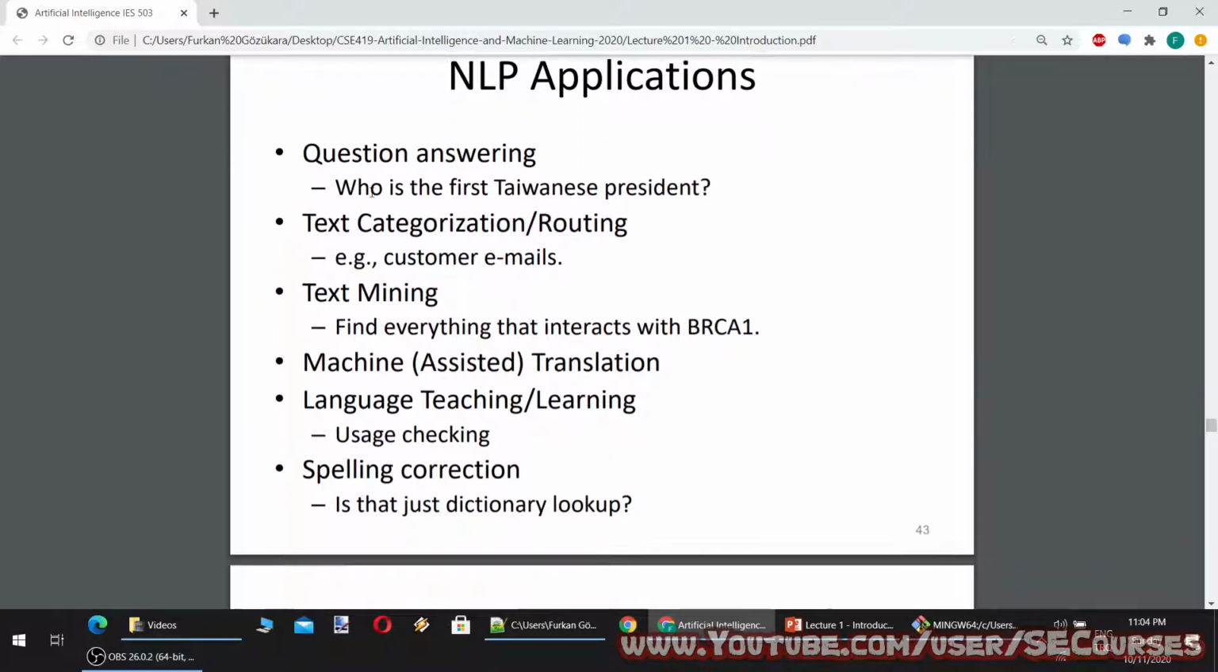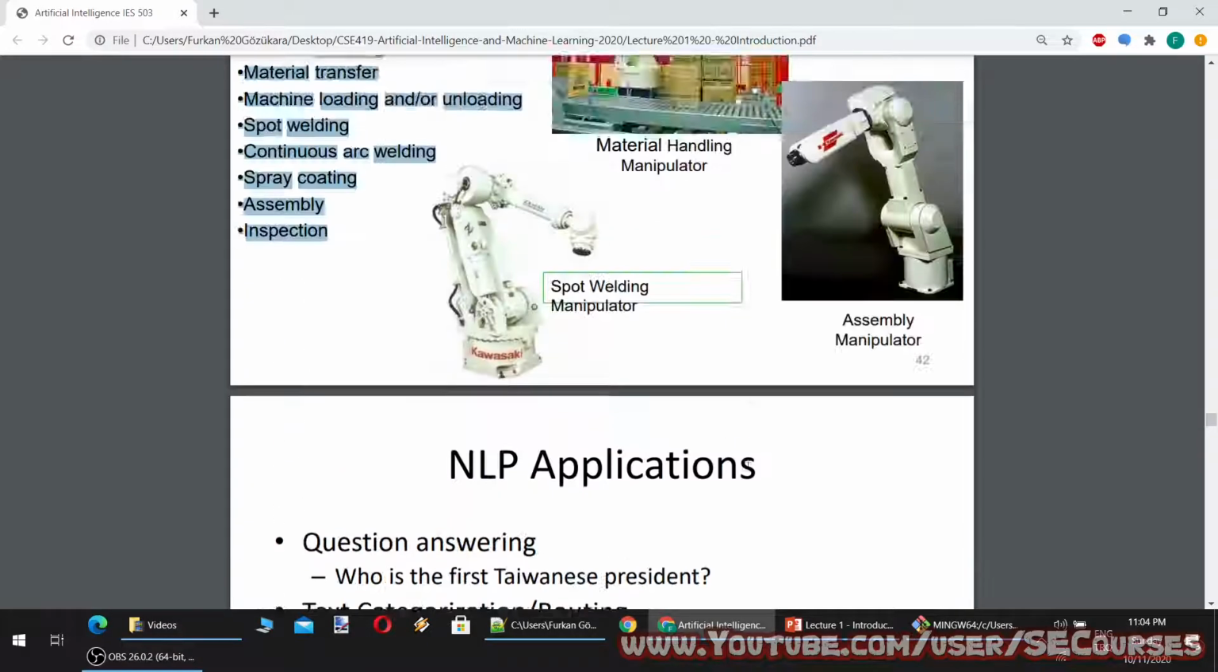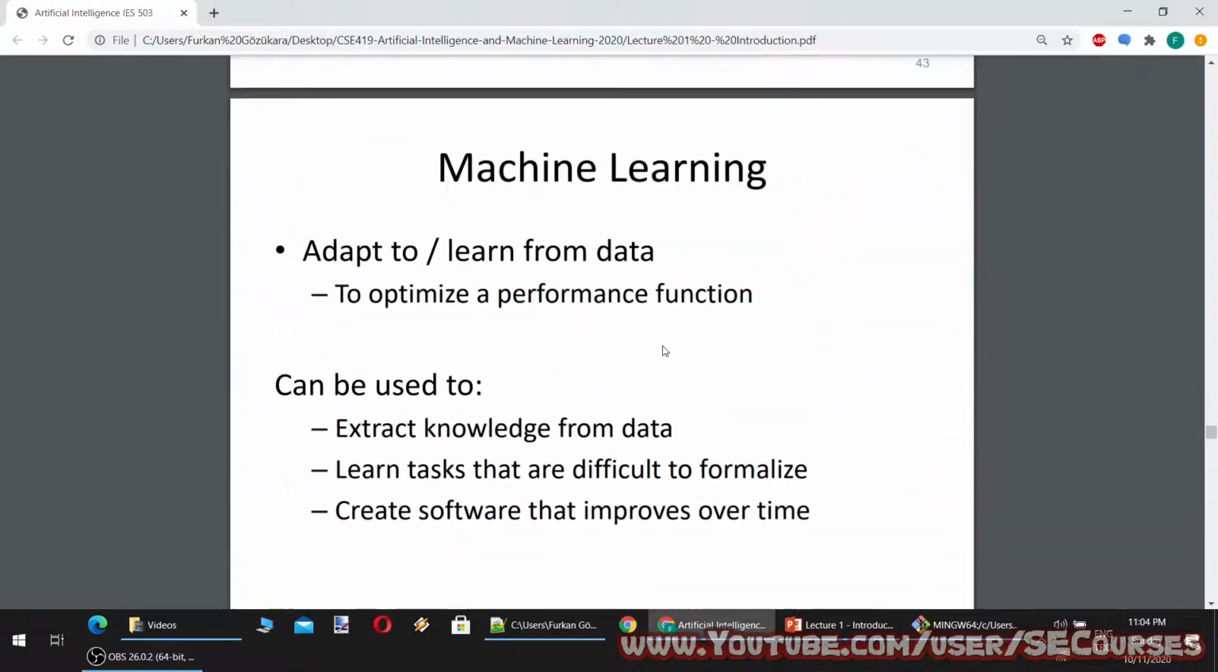NLP applications. Okay, we saw that. Oh, this is an extra page. I should remove it later.